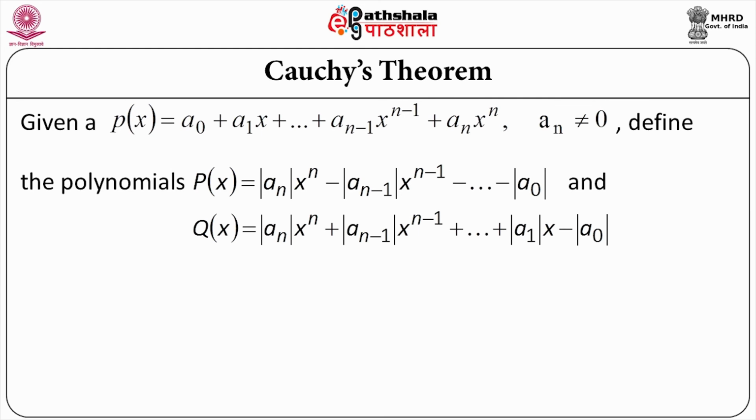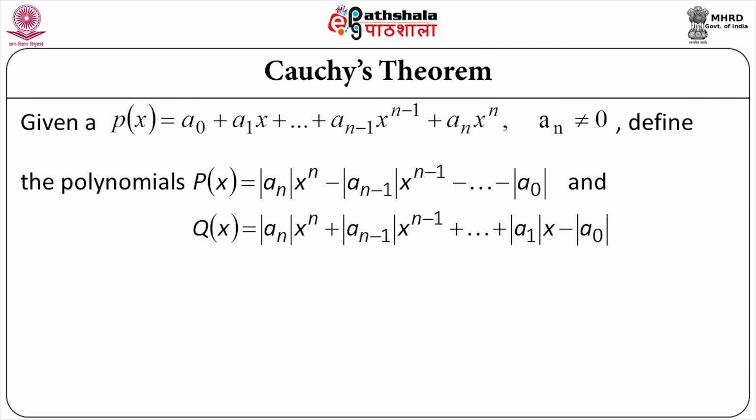What is capital P x? Capital P x is nothing but same coefficients, but the highest degree term a n x raised to n, that a n we take the absolute sign, and all other coefficients have the same magnitude, but all are made negative. So, capital P x is given mathematically by absolute value of a n into x raised to n minus absolute value of a n minus 1 into x raised to n minus 1 minus absolute value of a n minus 2 into x raised to n minus 2, and so on. The last term will be minus absolute value of a 0, meaning the first coefficient is positive and all other coefficients are negative.